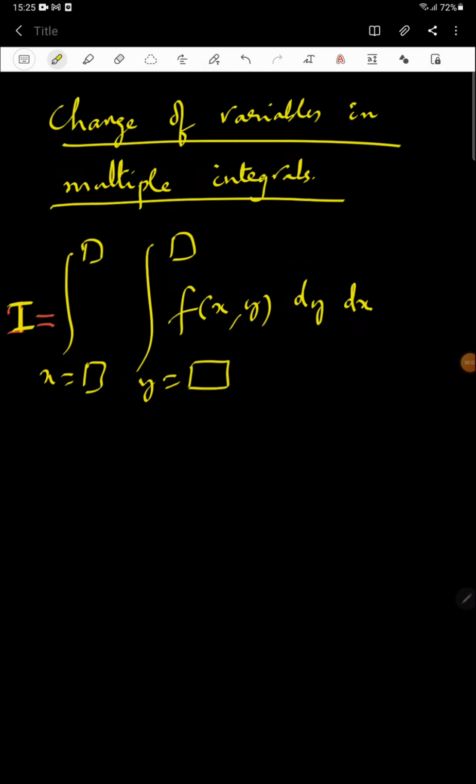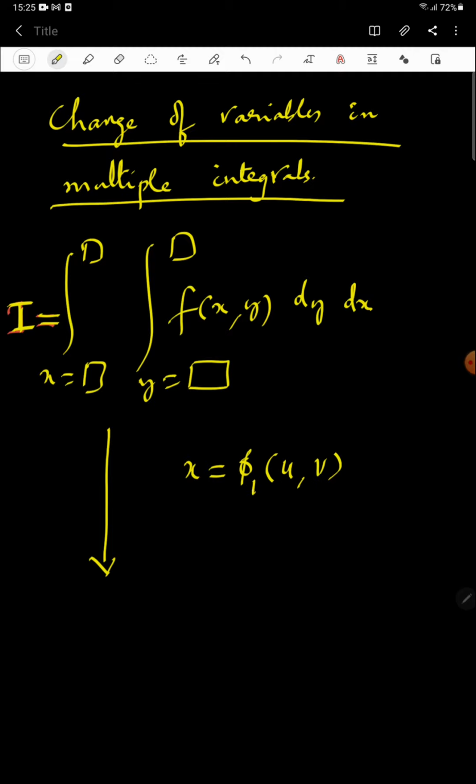Dear students, we are going to handle a very important concept now, that is the change of variables in multiple integrals. Suppose that integral I is this integral in the variables x and y, and we wish to change it to new variables u and v, and x is replaced by new variables u and v.